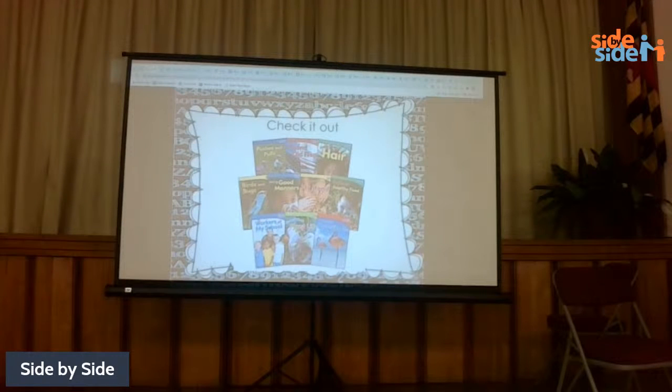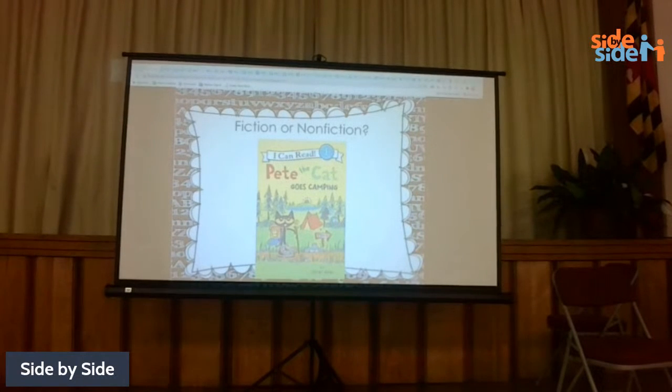So these are some examples of some nonfiction stories. So we're going to compare. What do you think? Is it fiction or nonfiction? Pete the Cat Goes Camping.